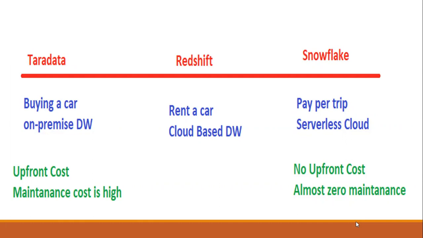So this is the difference between Teradata, Redshift, and Snowflake. On-premise means the upfront cost is too high. A person who is thinking of installing an on-premise data warehouse has to pay a lot of money before installing it.